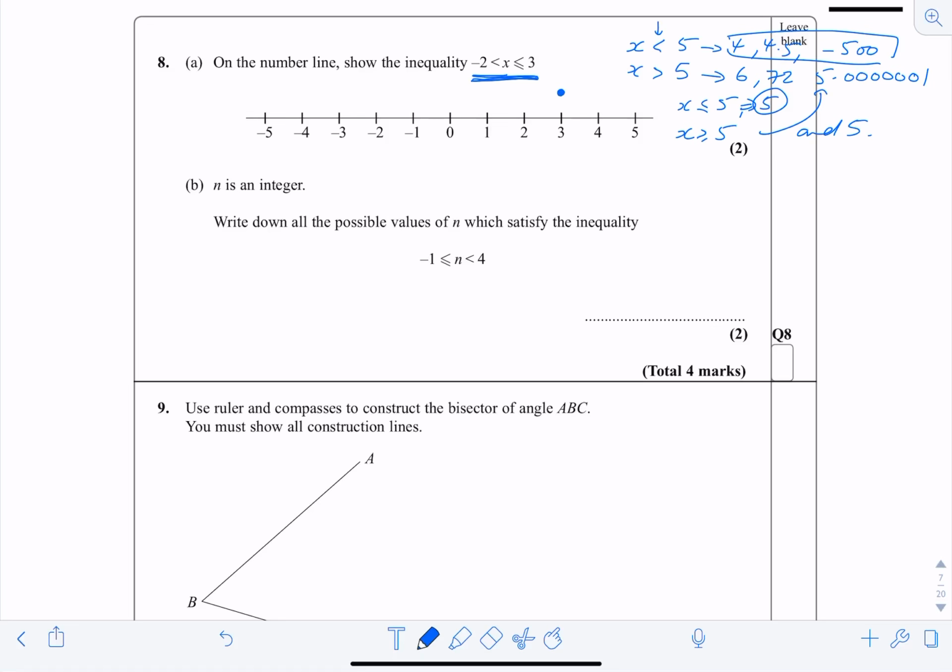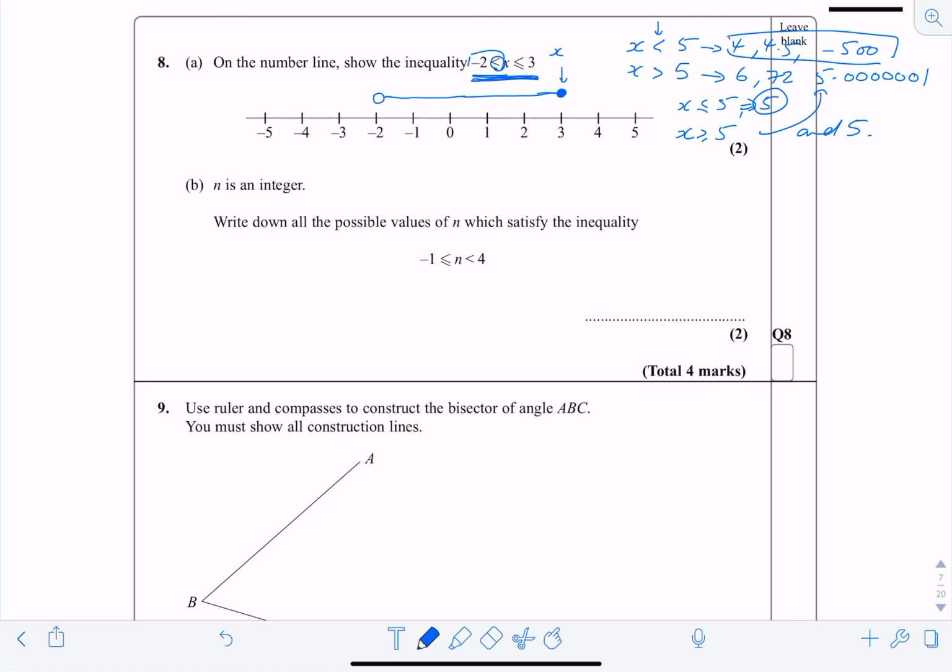And it says, show the inequality. Well, this dot represents what x is. So x can equal 3. But it also can represent things less than 3. So it represents everything less than 3, and it goes all the way down to how far? You guessed it, -2. But it's greater than -2, so not equal to. So for that one there, we use a circle like that. So for equal to, we use a filled in dot, and for strictly greater than or less than, we use an empty circle.